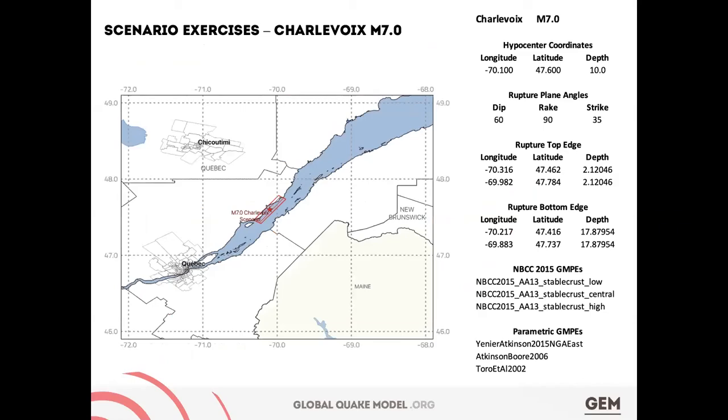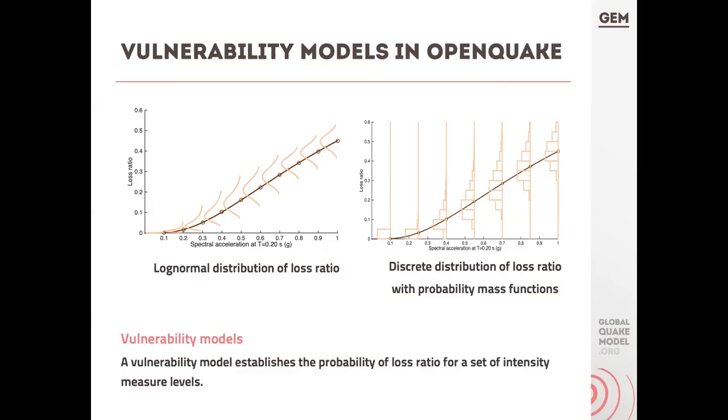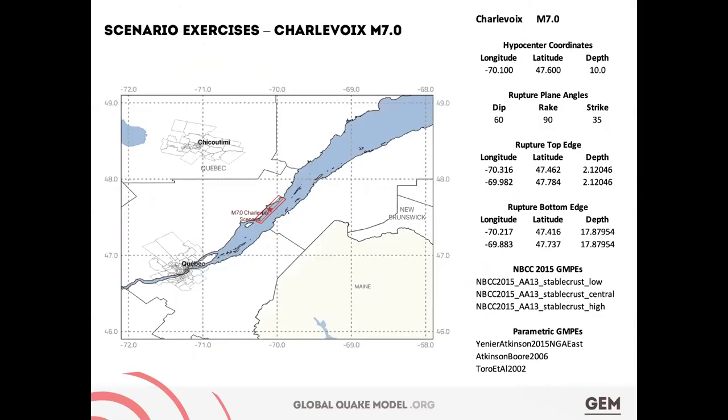So that's just a very quick primer on the components that go into an earthquake scenario exercise. We'll be starting with one of the three scenarios that Tegan introduced just earlier, the Charlevoix magnitude 7 event. This is something that occurred in 1663. So this would be an exercise trying to look at what would happen given the current exposure, given the current state of the buildings in that region.